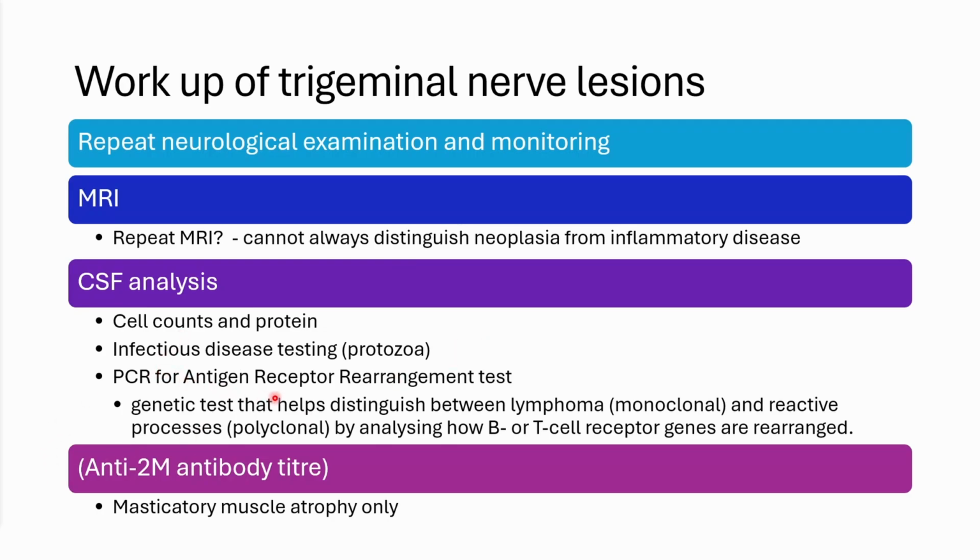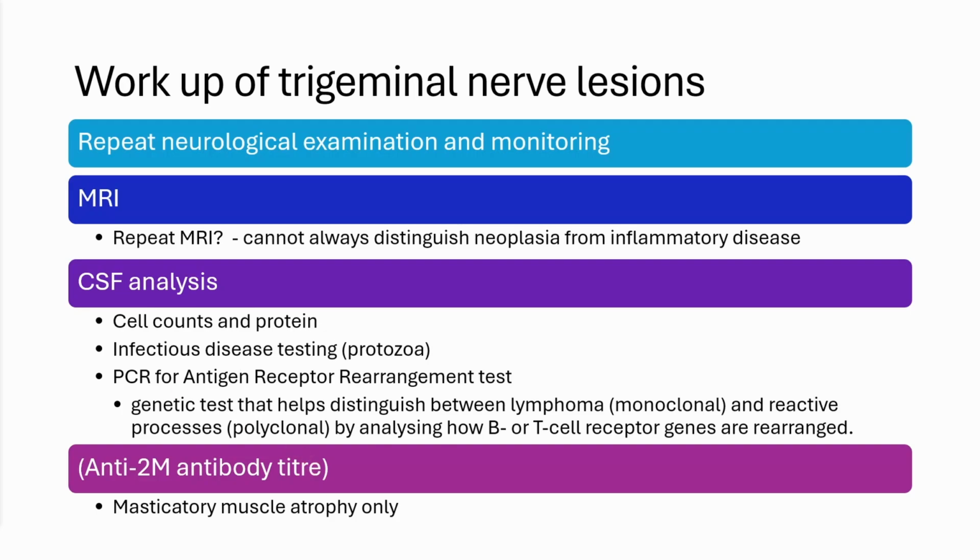A PCR for antigen receptor rearrangement test, the so-called PARR test, and this is a genetic test that helps distinguish between lymphoma and reactive processes. And I think that is very important if you have enough DNA to try to differentiate lymphoma from other inflammatory disease. And I put in brackets here an anti-2M antibody titer. I will occasionally do that, especially if I have very subtle disease, just masticatory muscle disease only, but I won't do it if I have sensory deficits.